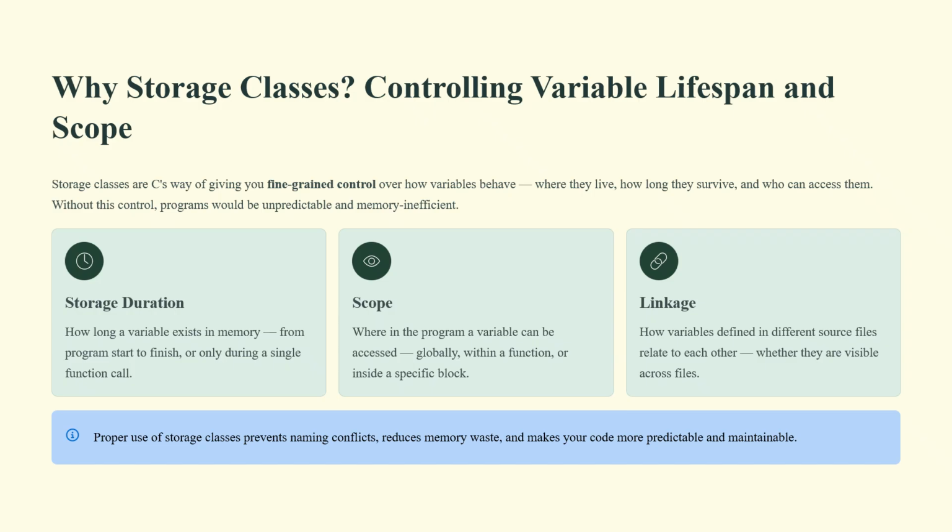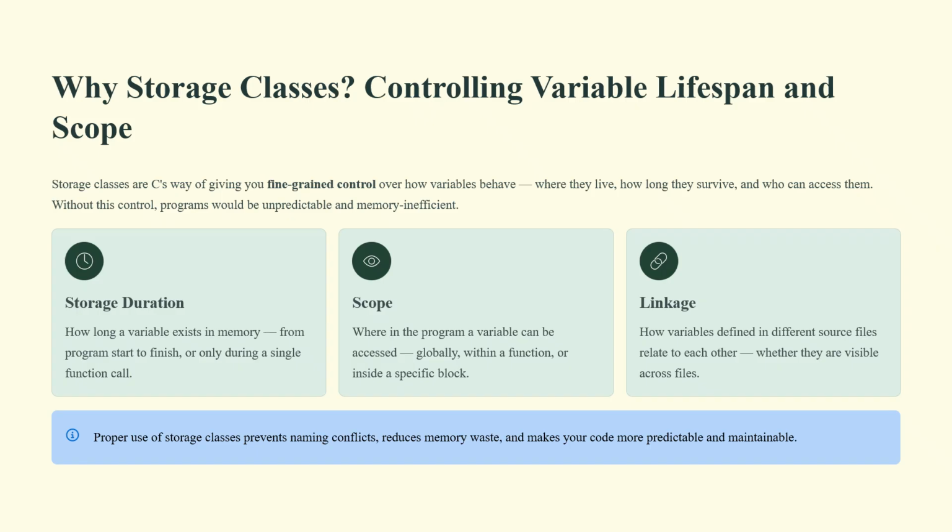Now storage classes, that is, controlling variable lifespan and scope. Storage classes are C's way of giving you fine-grained control over how variables behave, where they live, how long they survive, and who can access them. Without this control, programs would be unpredictable and memory inefficient. In simple terms, storage classes define how variables behave in terms of lifetime, scope, and visibility. In this, we have three aspects: storage duration, scope, and linkage.